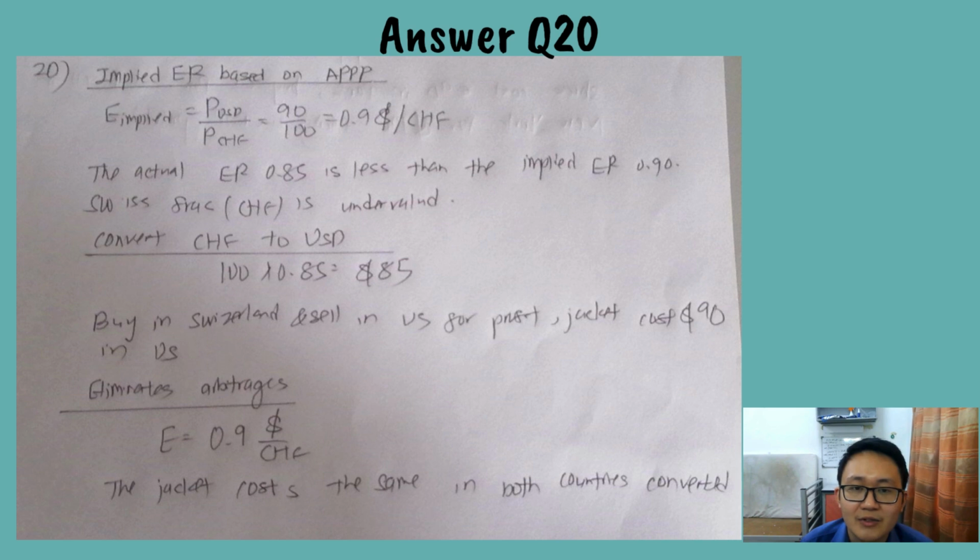And the jacket costs $90 in US dollars. So we can buy in Switzerland and sell in the US for profit. So if we eliminate the arbitrage, where E equals 0.9 US dollar over CHF, the jacket costs the same in both countries when converted.